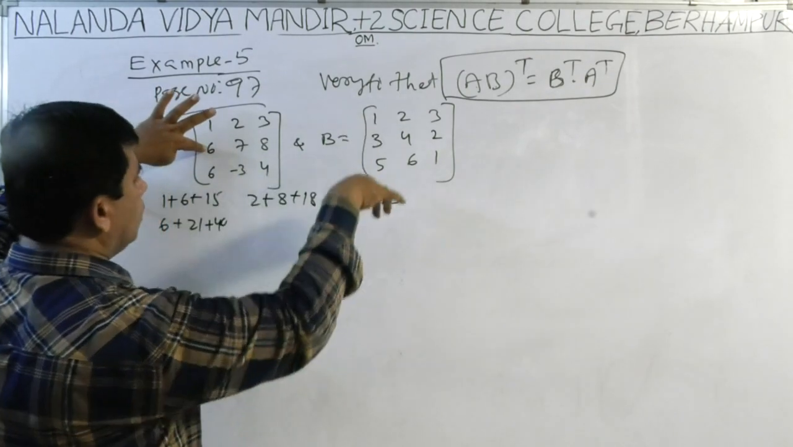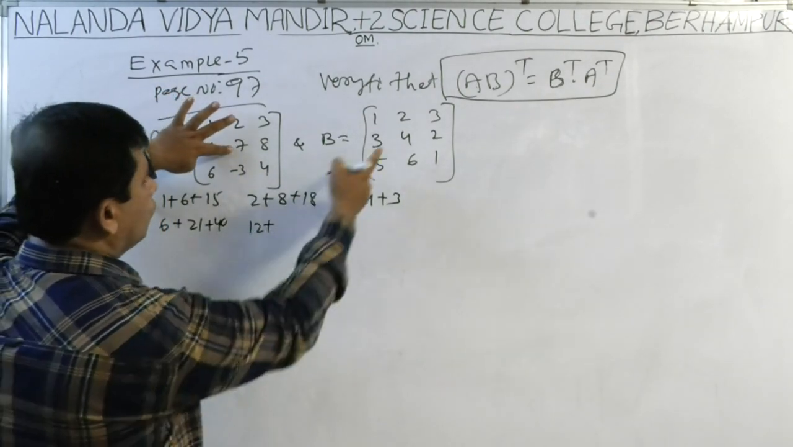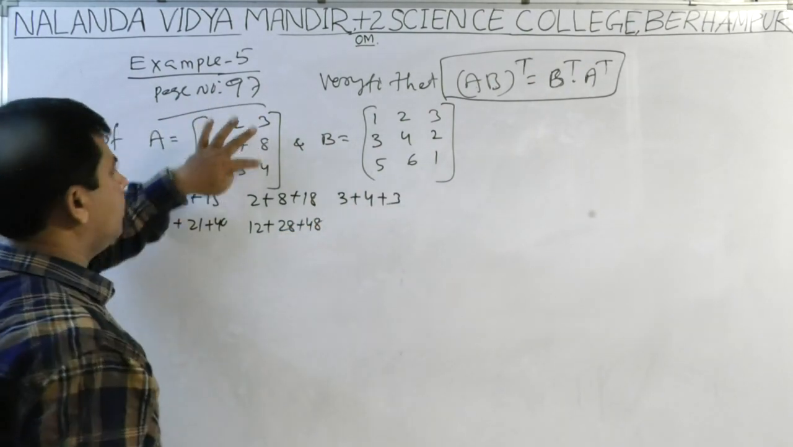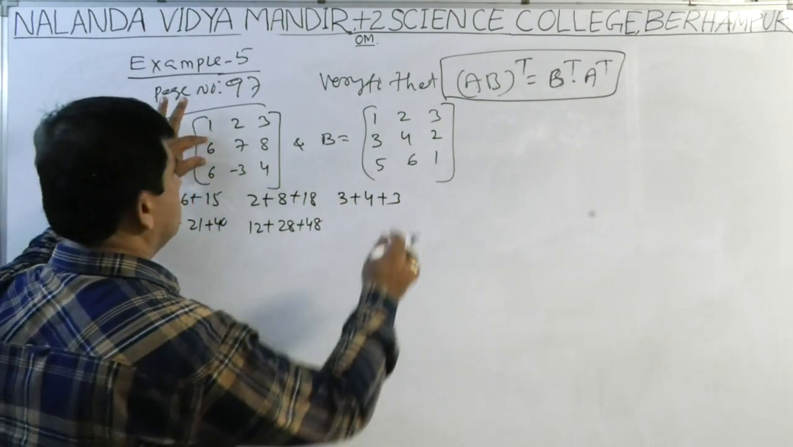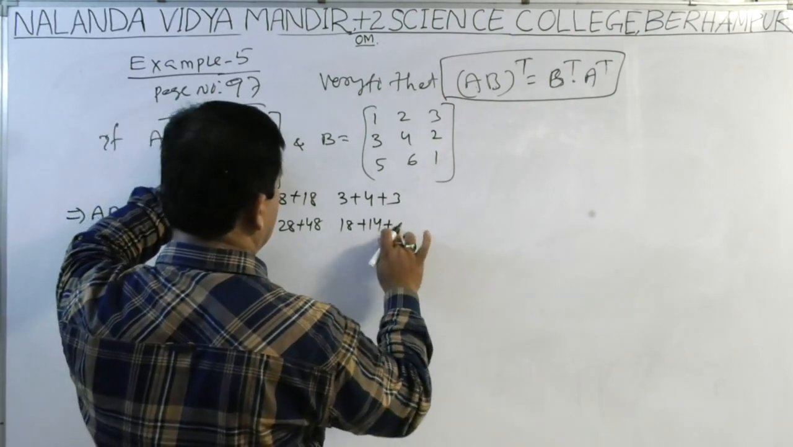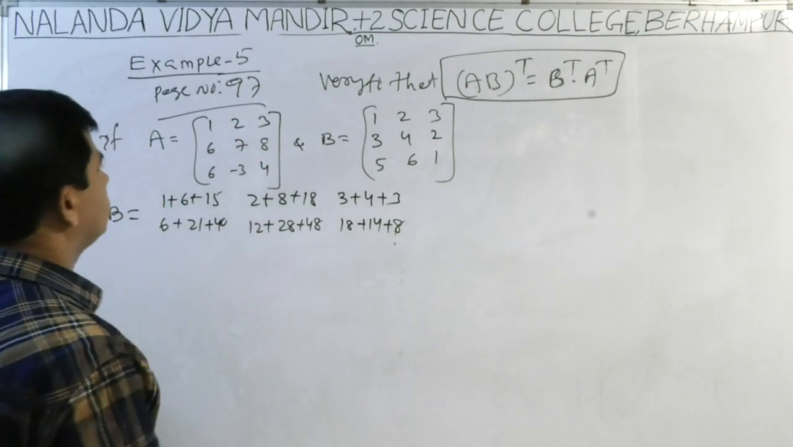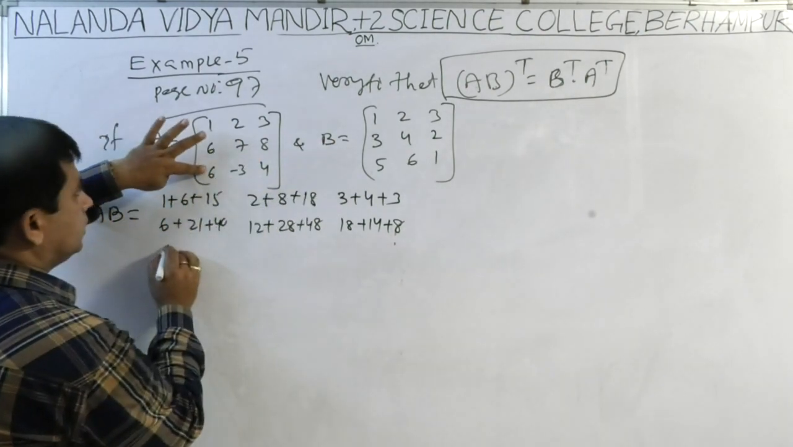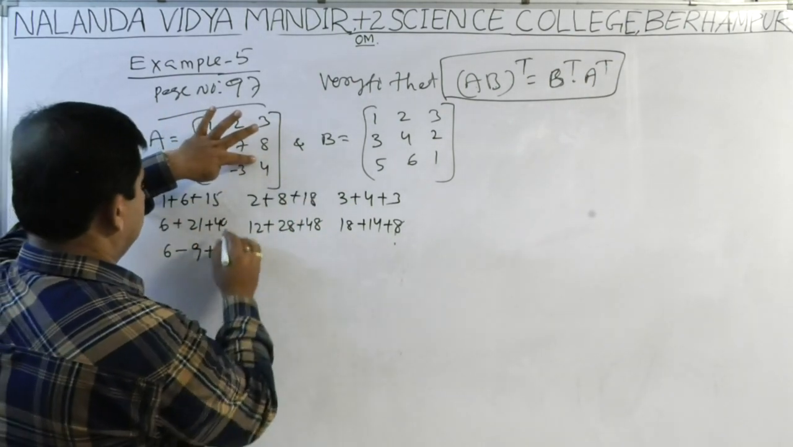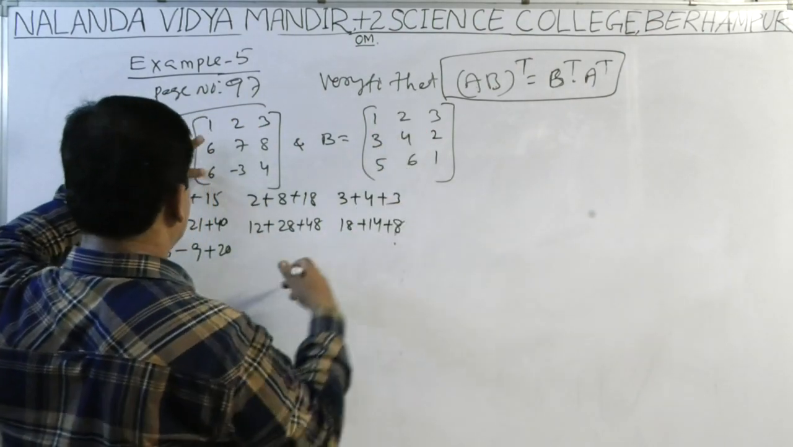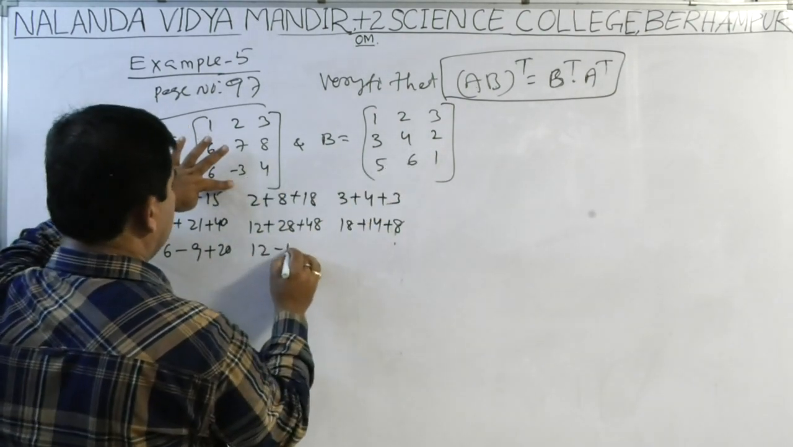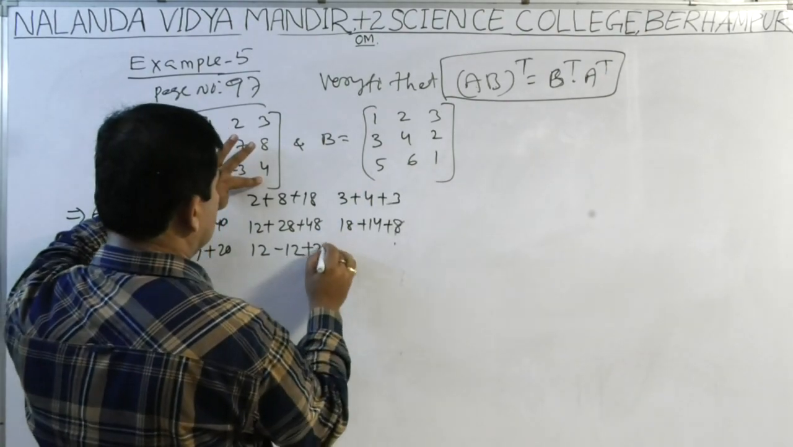Second row, second column, 6 into 2, 12, plus 7 into 4, 28, plus 8 into 6, 48. Okay? Second row, third column, 6 into 3, 18, 7 into 2, 14, 8 into 1, 8. Okay? Similarly, third row, first column, 6 into 1, 6, minus 3 into 3, minus 9, 4 into 5, plus 20. Third row, second column, 6 into 2, 12, minus 3 into 4, minus 12, plus 6 into 4, plus 24.